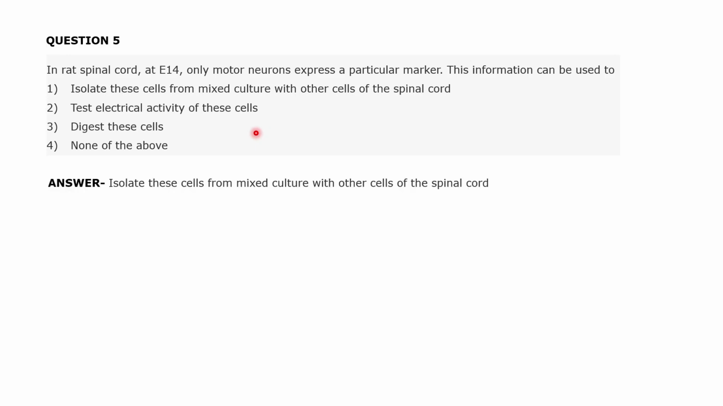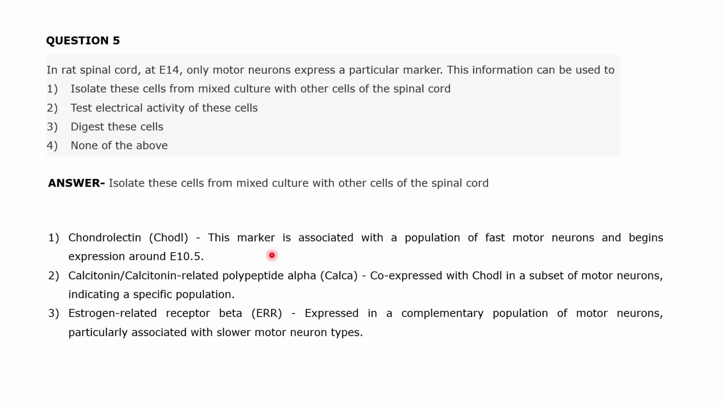Okay, so the answer to the question is, you are right. Isolate these cells from the mixed culture with the other cells of the spinal cord, right? So basically, you know that if a cell has a particular cell surface receptor or a particular marker present at the cell surface, then that marker can be utilized to separate it out using FACS or the immunopanning technique, right? Some of the common markers present at that particular time range are chondrolectin, calcitonin related polypeptide alpha, or estrogen related receptor beta.